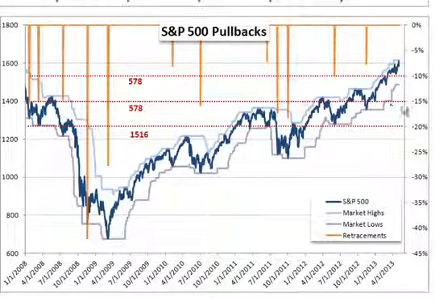We haven't had a 15% retracement in the same period of time. And we haven't had a 20% retracement in 1,516 days. That's 4 years and change. That is a long time without a meaningful correction.